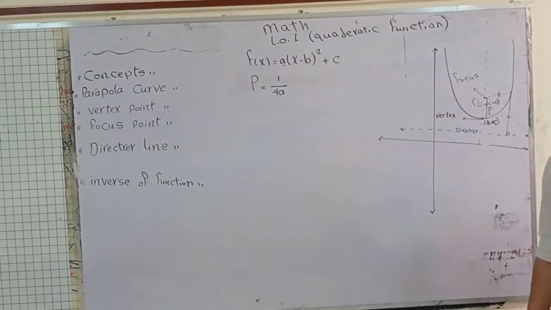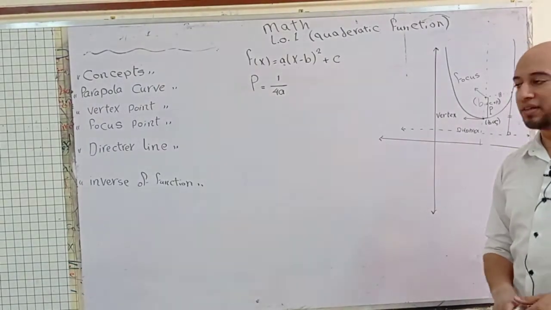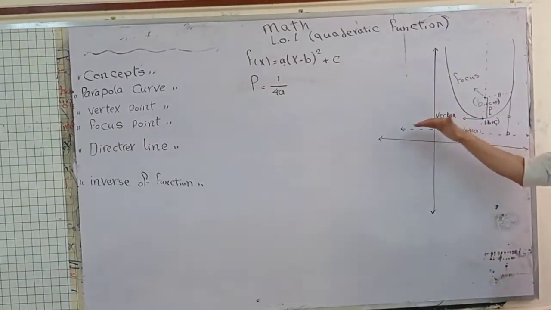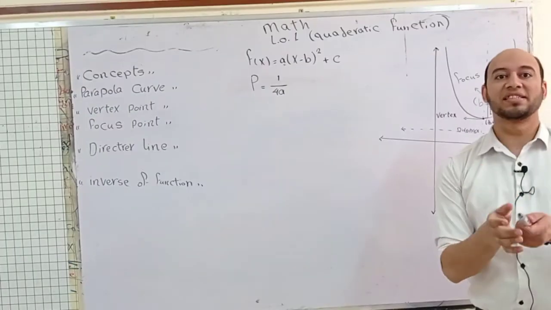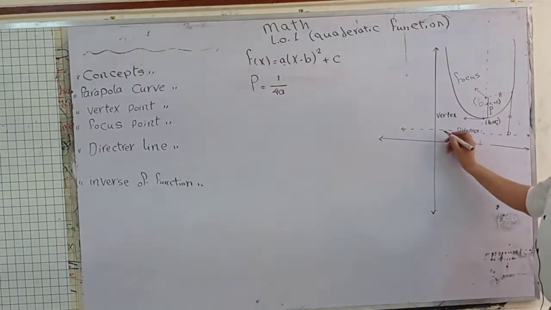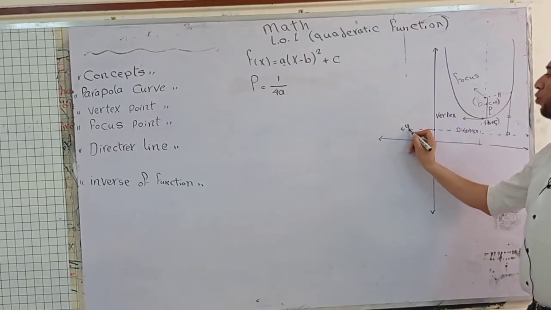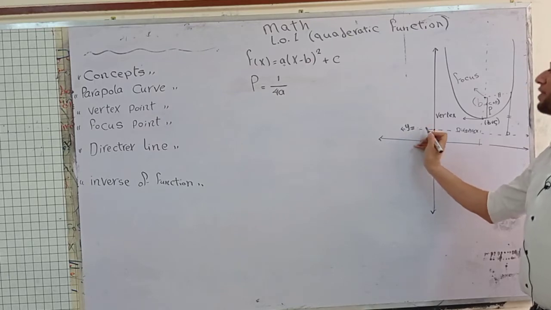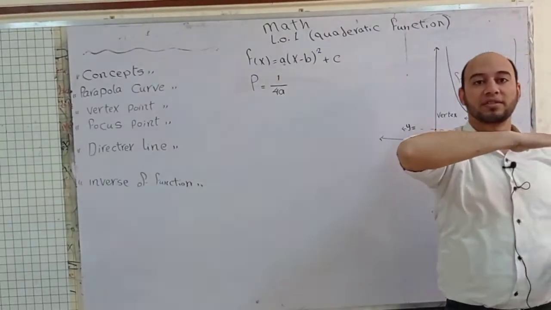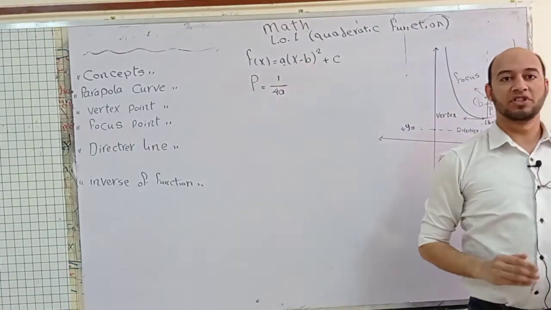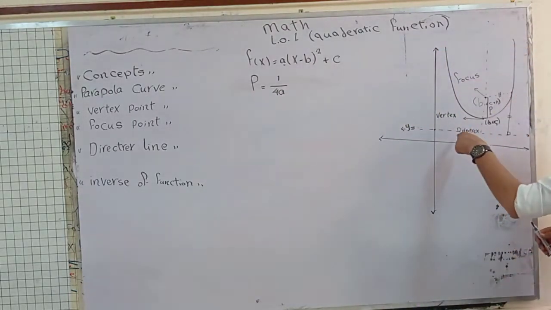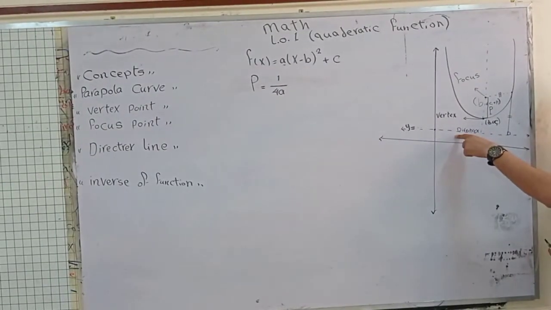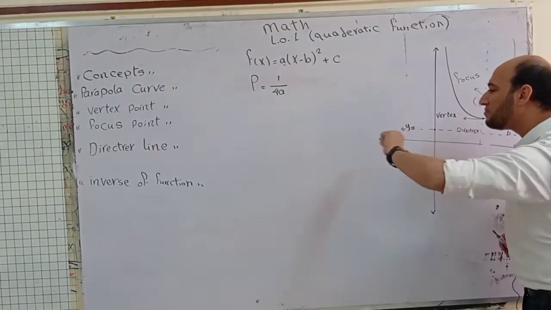How can I get the directrix line? Because the directrix is a horizontal line, it has an equation, and this equation will be y equals a number. The horizontal line equation is y equals a number. The vertical line equation is x equals a number.